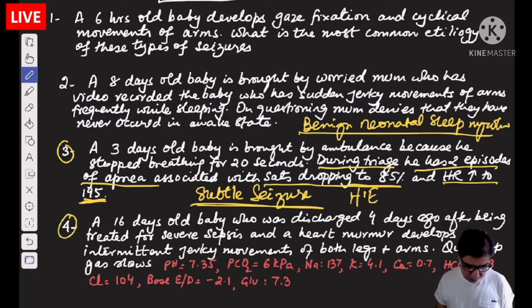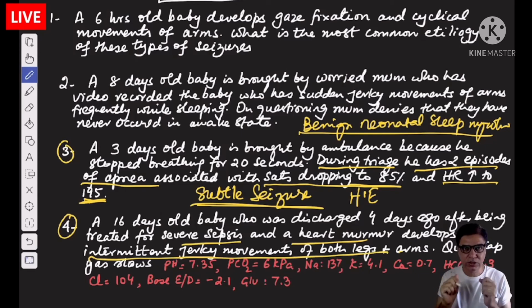Moving on to case number 4, a 16-day-old baby who was discharged 4 days earlier after being treated for severe sepsis. He got his antibiotics and he was discharged 4 days ago. He had severe sepsis and he had a heart murmur as well. He was fine at the time of discharge. Now he has started developing intermittent jerky movements of both legs and arms. So he's brought in. Obviously, he's got a bad past history, because he was treated for severe sepsis. He got a heart murmur.